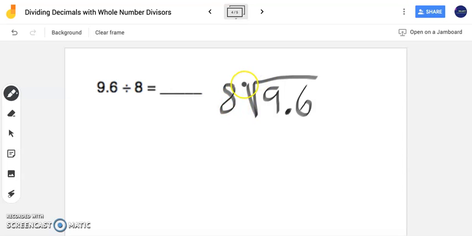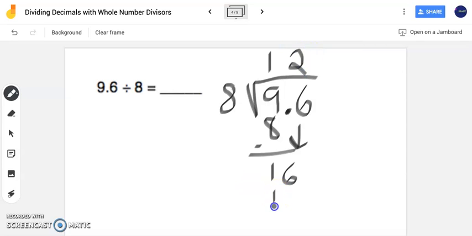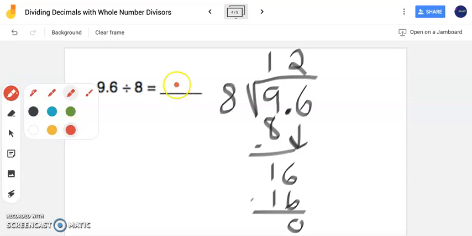Now, if I'm going to do my long division here, 8 times 1 gets me closer exactly to 9, subtract, and I hope this is bringing back some memories with long division. Bring down my 6, now I have 16, 8 times 2 is 16. Now, notice what I'm about to do with my decimal point. 12 is not my answer. You need to include your decimal point in your answer.